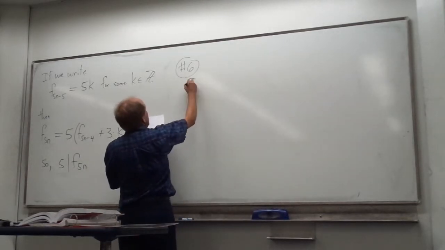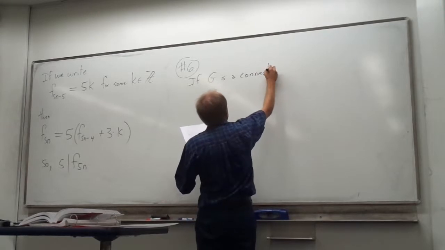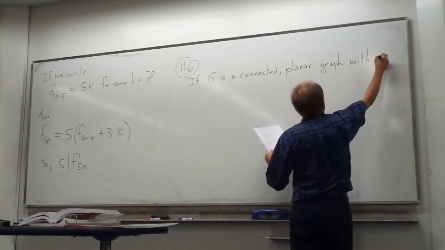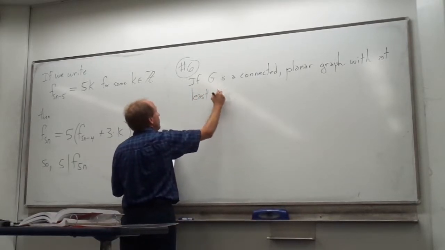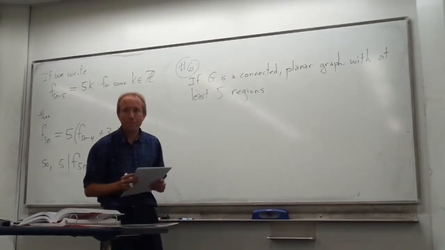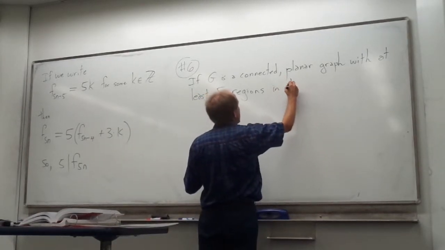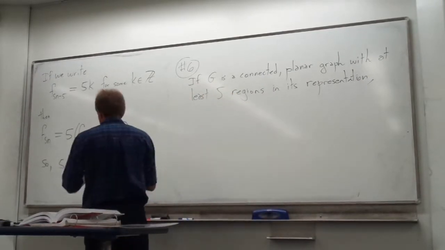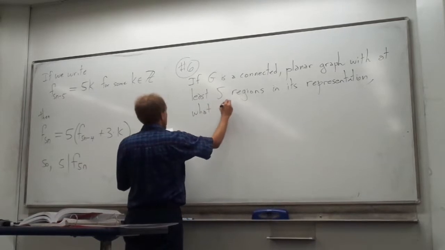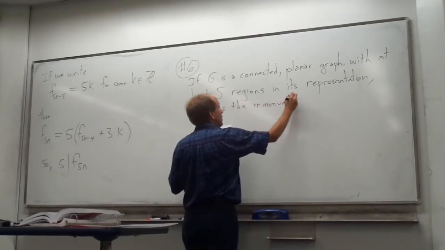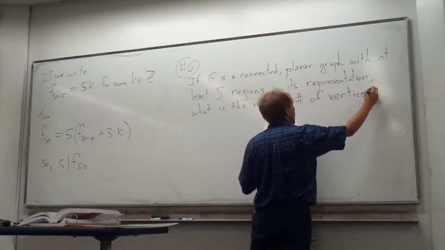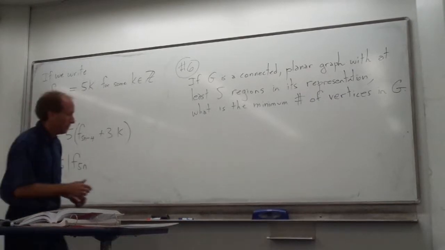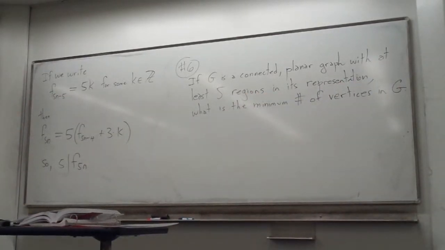So, number 6, if G is a connected planar graph with at least 5 regions in its representation, what is the minimum number of vertices in the graph?